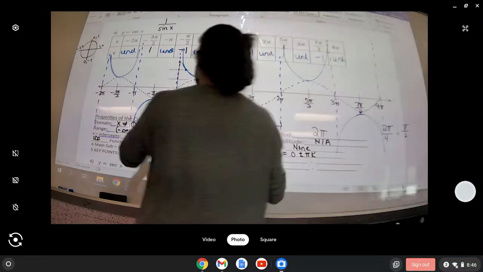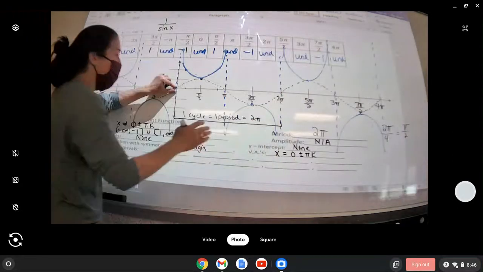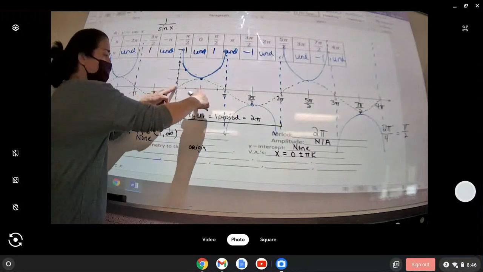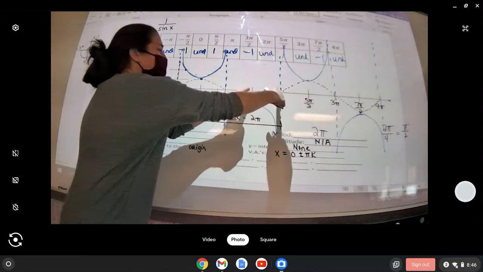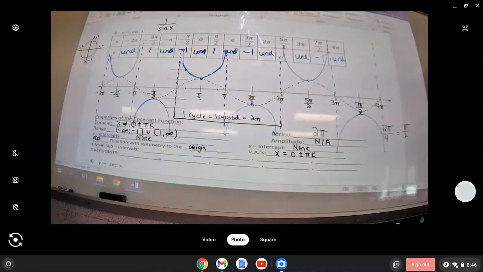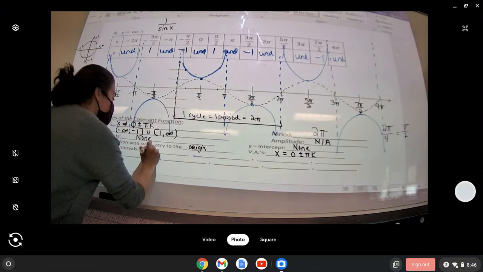All right, the subintervals. Well, it's nice when it's broken up from 0 to 2 pi. So your subintervals are 0 to pi over 2, pi over 2 to pi, pi to 3 pi over 2, and 3 pi over 2 to 2 pi. It's the quadrants. Quadrant 1 angles, quadrant 2 angles, quadrant 3, and quadrant 4.